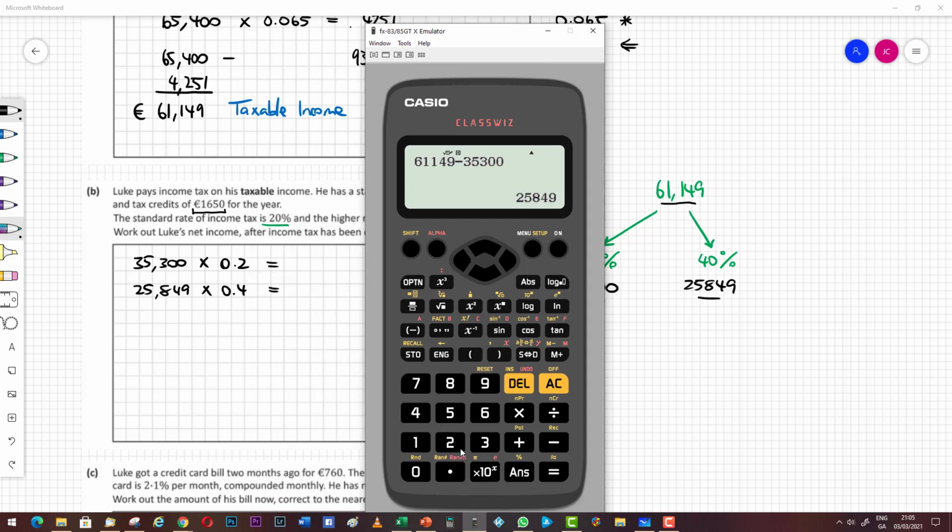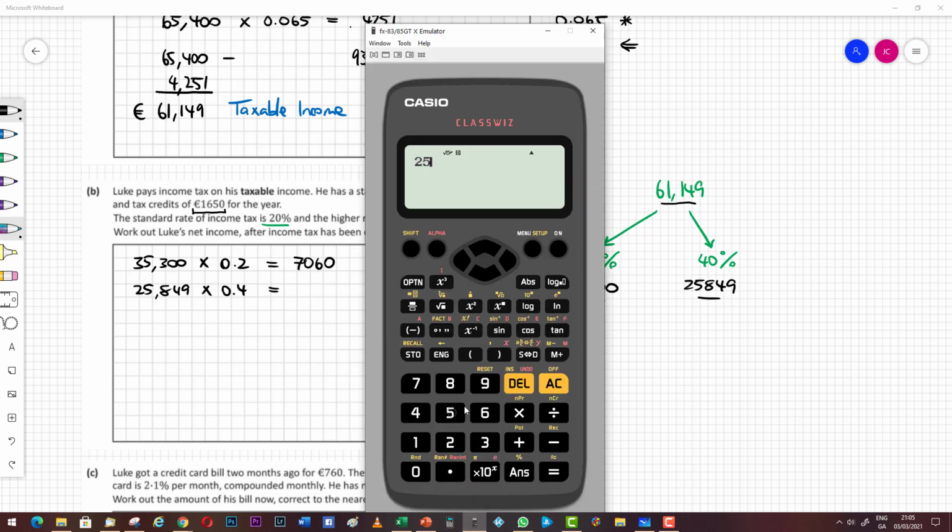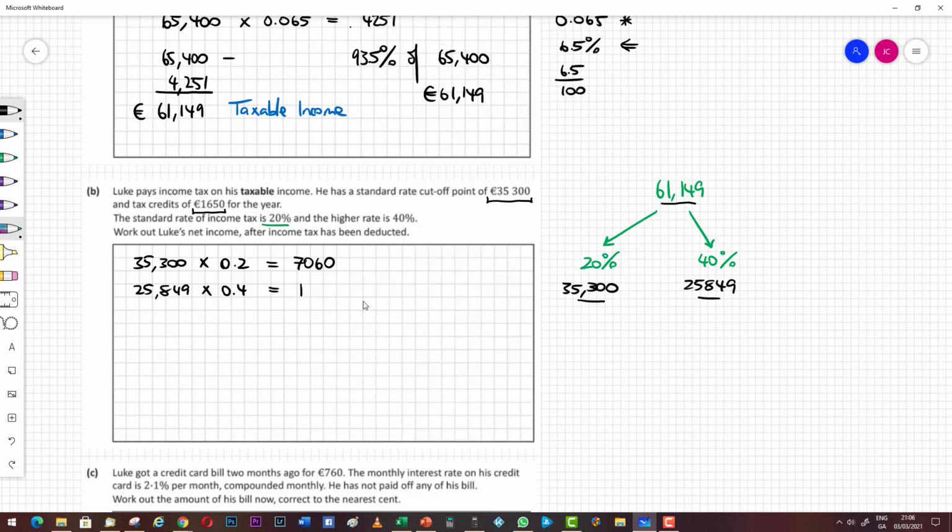So if I do 35,300 times 0.2, we get 7,060. And then if we do 25,849 times 40%, 0.4, we get 10,339.6. So we have the standard rate of tax here, and then we have the high rate of tax here, and all of the wages have now been taxed.